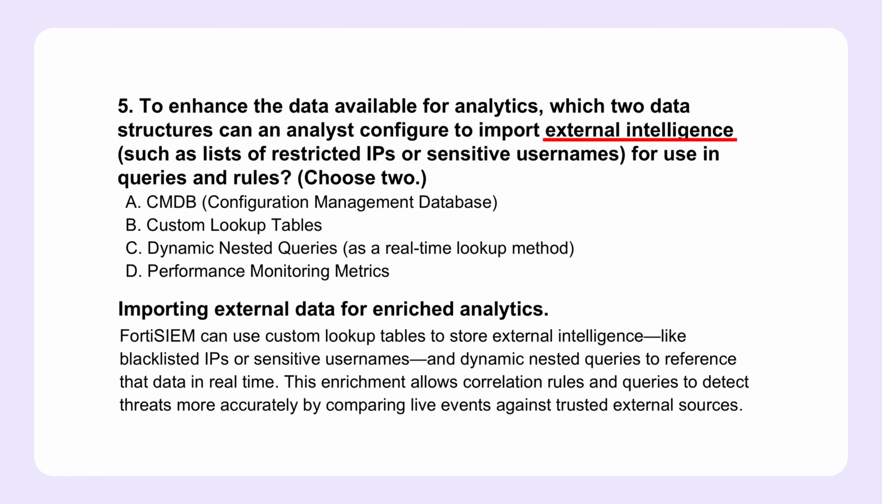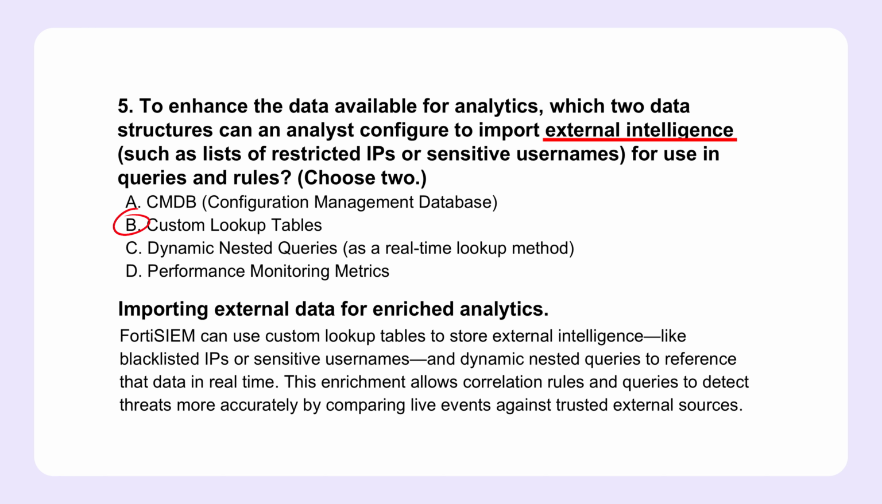Yeah, good point. To incorporate that fresh outside intelligence, analysts typically rely on two complementary data structures. The first, and probably the most straightforward, are custom lookup tables. Okay, I think I get those. They're basically just lists, right? Lists of things that are known bad or sensitive.